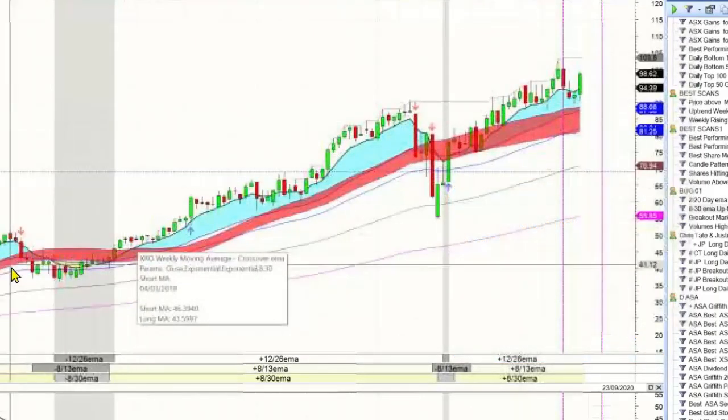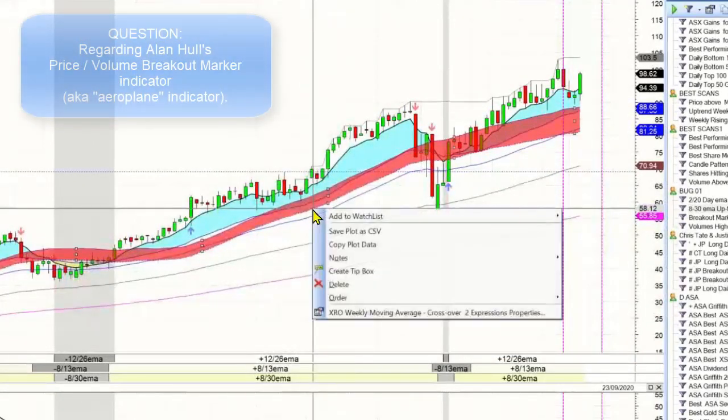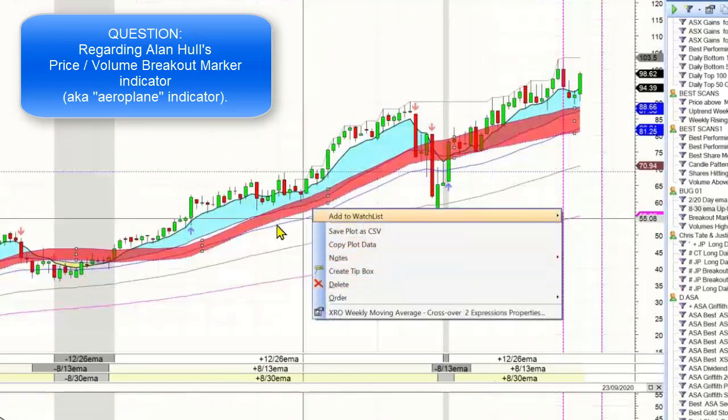David, very good. Thank you. I don't use it. David, very good. Thanks. Can you show us Alan Hull's aeroplane indicator?